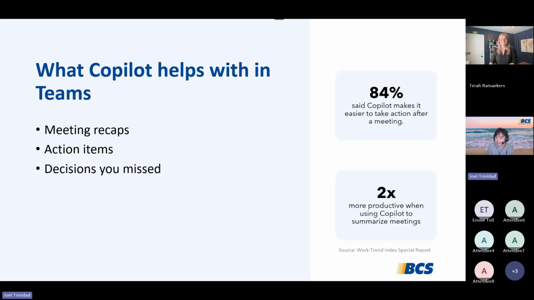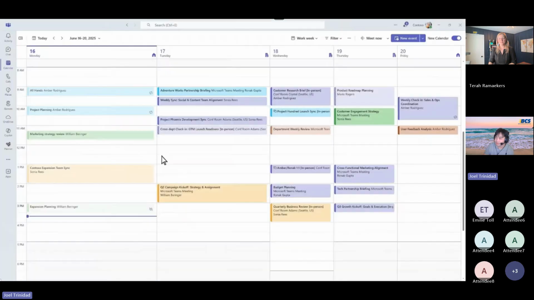So 84% of people say Copilot makes it easier to take action after a meeting. I've definitely found that to be the case, especially with my recorded Teams meetings. You're going to see in just a little bit, but Copilot's got the ability, a powerful ability, really, to look through those and find just useful insights from those meetings. And people find that they're twice as productive when using Copilot to summarize those meetings. I've found a similar thing because rather than scrubbing through those long Teams recordings trying to find specific details on something, Copilot has the ability to transcribe that, look through the transcript, and then tell me exactly what details I need.